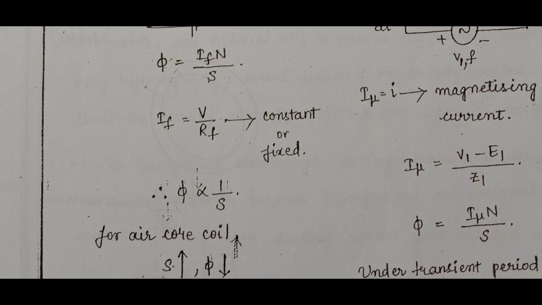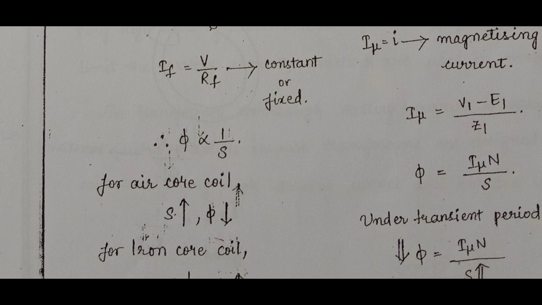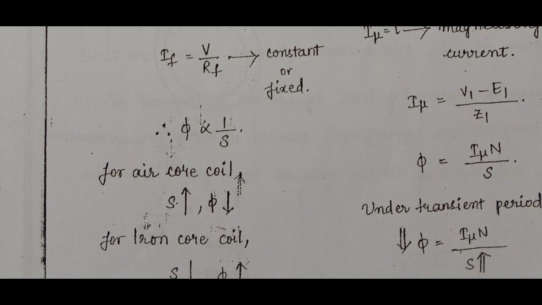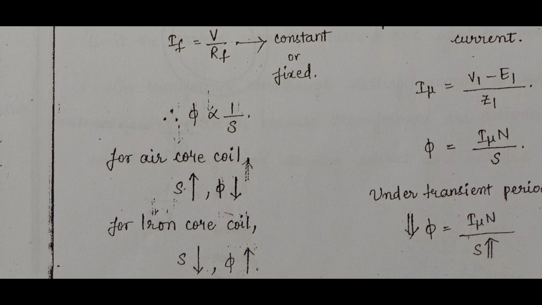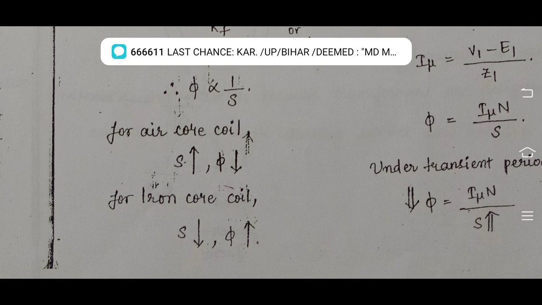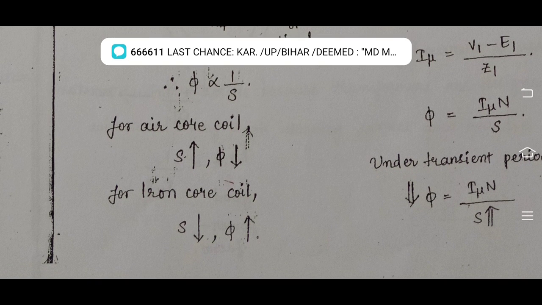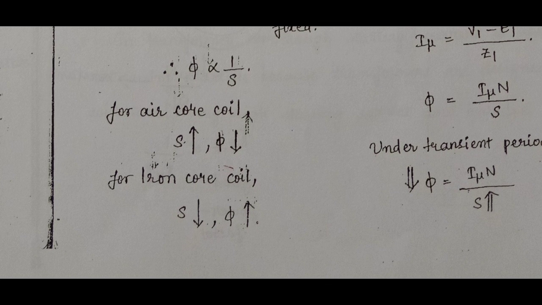Flux is inversely proportional to the reluctance S value. S is reluctance. For an air core coil, reluctance is more, so flux values are very less. For an iron core coil, reluctance is very less, so flux is more.